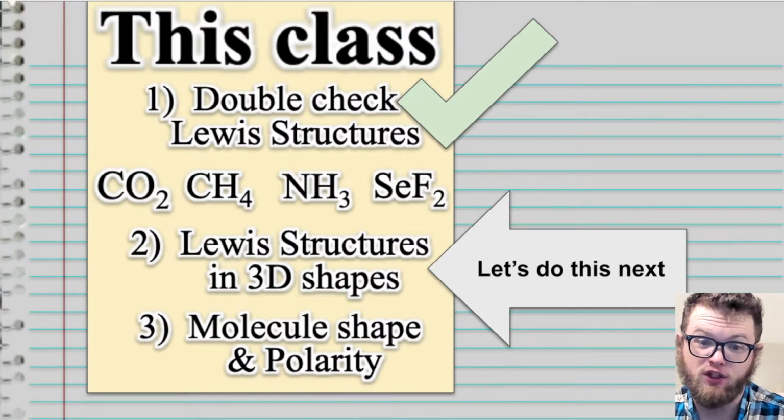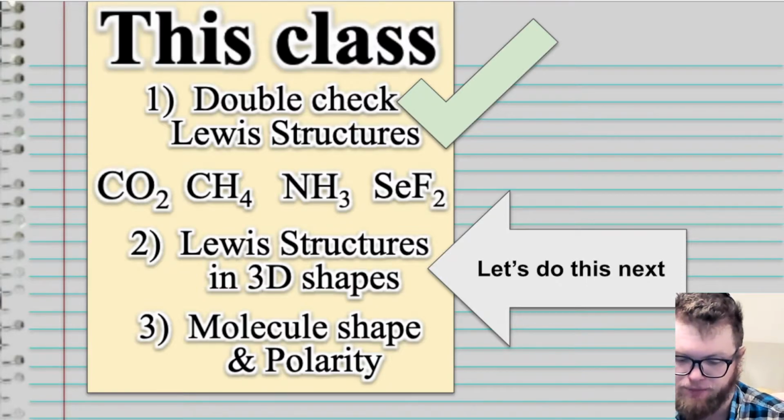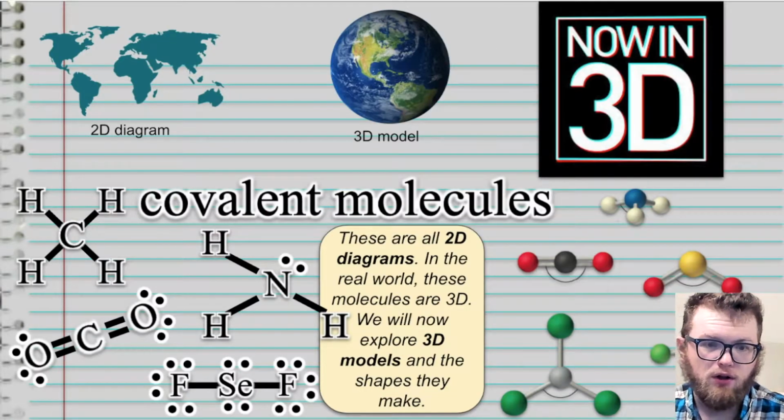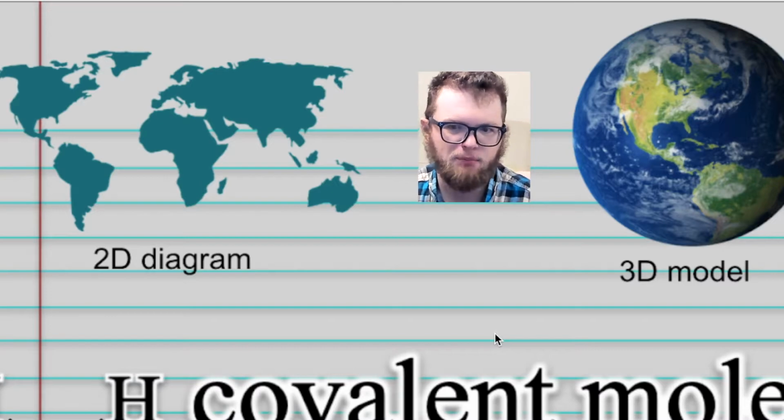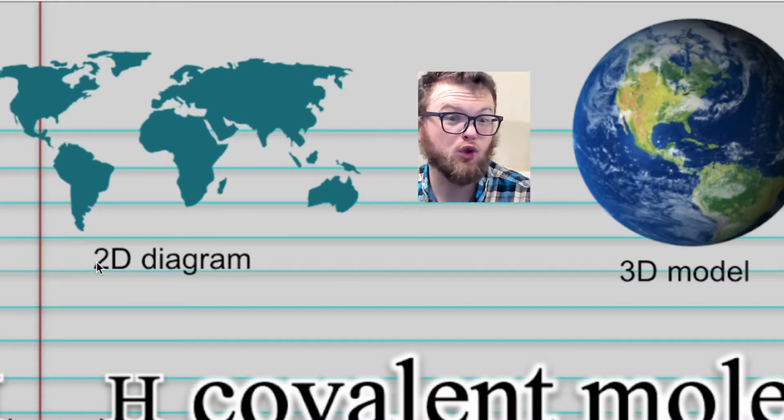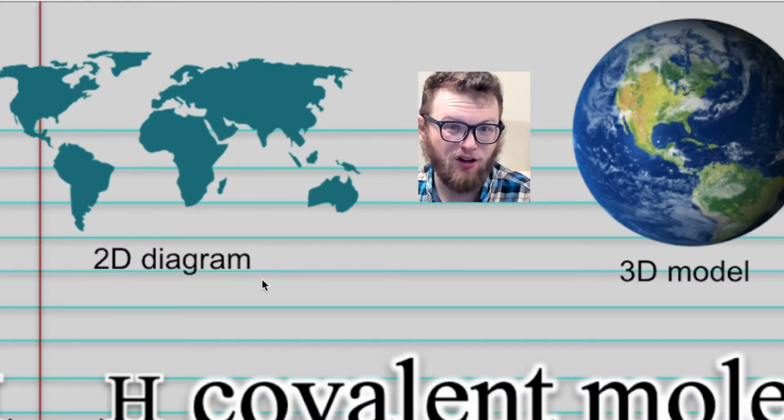Now we're going to move to Lewis structures and their 3D shapes. So, you're already familiar with 2D diagrams and 3D models. For example, we live on a 3-dimensional Earth that's out in space, but we often use 2D diagrams or 2-dimensional maps to show locations and places because it's easier to make something 2D by drawing than to build something 3D by building a model.